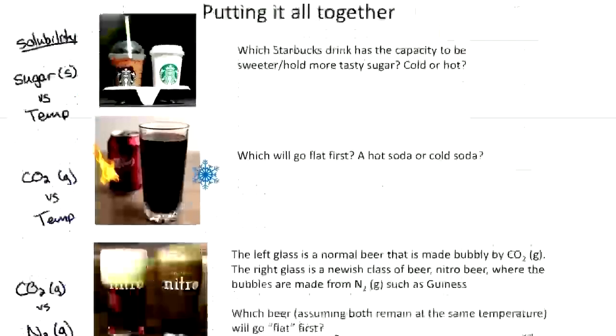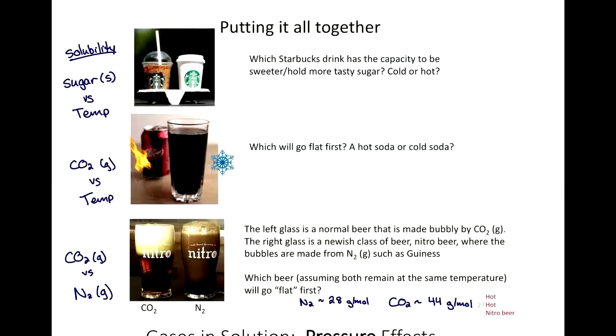Okay, so let's put it all together, okay. We're going to look at different comparisons of solubility. So here, which Starbucks drink has the capacity to be sweeter, meaning hold more sugar? A cold one or a hot one? So what you're doing is using the relationship between solubility of a solid, sugar, and temperature. So which one can, in theory, be sweeter? The hot one. Yep, the hot one. Yep, solids become more soluble at higher temperature.